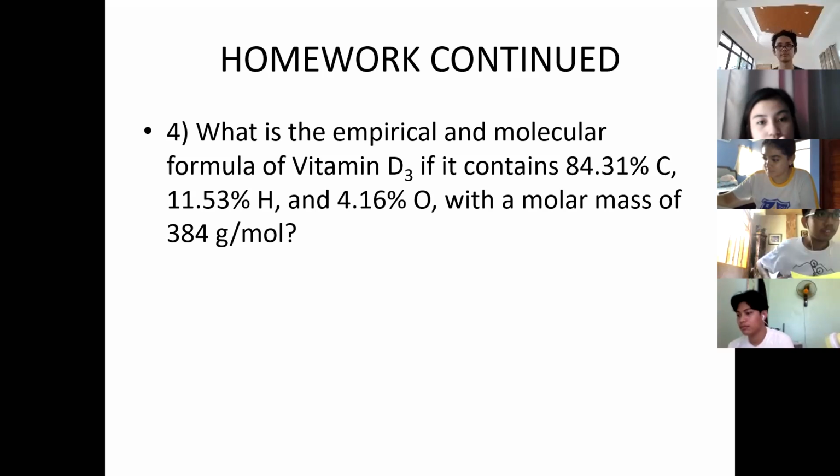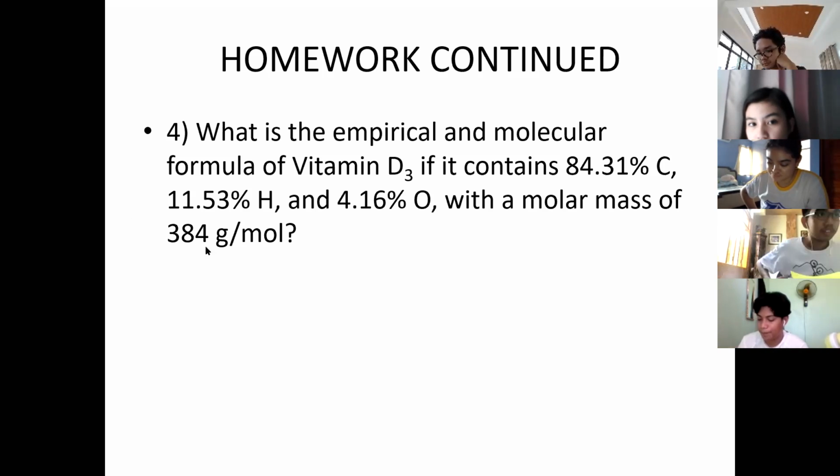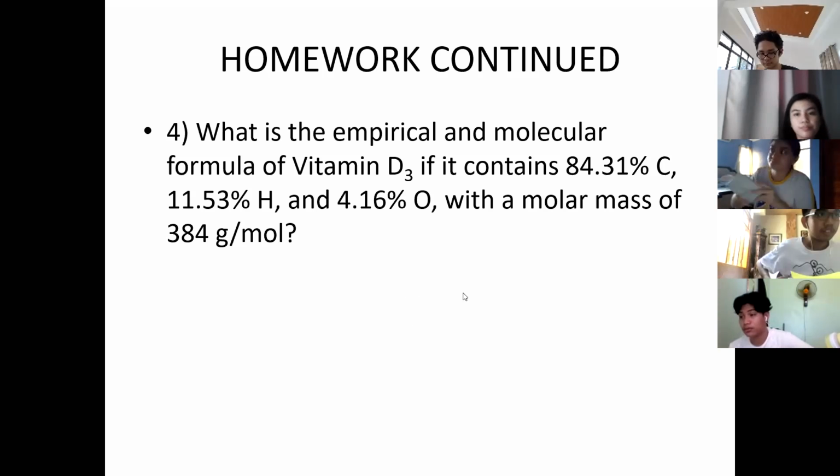Okay, very good. Edson is wrong in the molecular formula. That's not the molecular, Edson. The molar mass of C27H44O is 384.622. So divide 384 by 384, the answer is 0.9, which is rounded off to 1. 1 times the value is the value itself. So the empirical and the molecular formula is just the same.